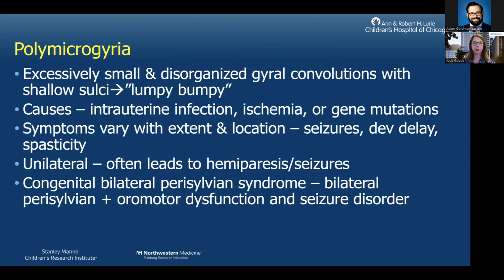Moving on to polymicrogyria, I like to describe this as, trainees, I don't know if anyone else does this, but I like to describe it as like lumpy bumpy.